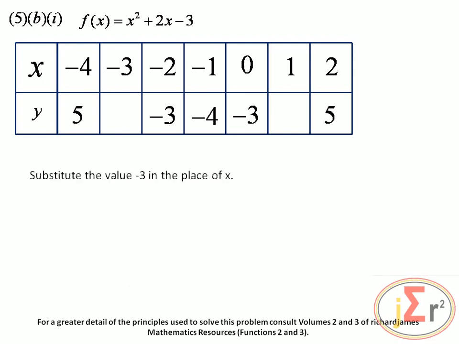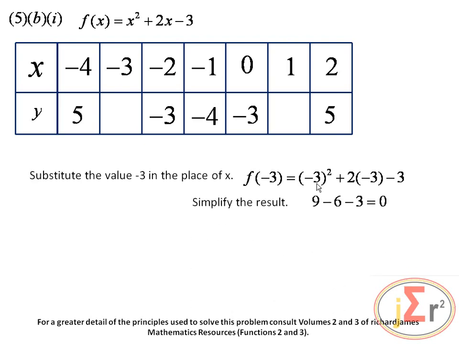So, substitute the value negative 3 in the place of x. Instead of x, we have negative 3. Negative 3 squared plus 2 times negative 3 minus 3. Then we square negative 3, we get a positive 9. Then we have a negative 6 and a negative 3. So when we simplify, 9 minus 6 minus 3 is equal to 0. And the 0 goes right there.